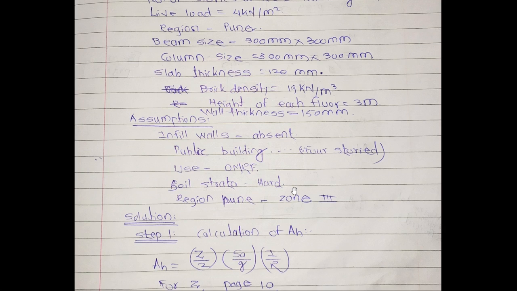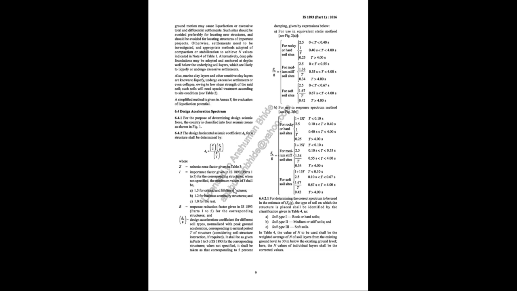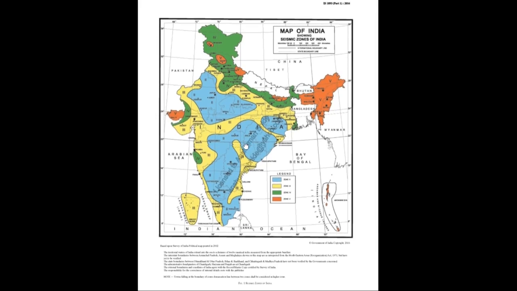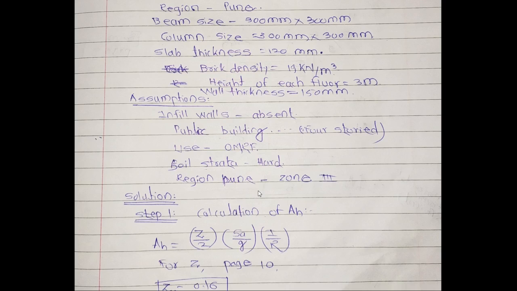Soil strata is not given, so we have to consider hard soil strata. Region is Pune, so the Pune region will lie in zone 3, maybe in zone 4. Here I am considering the Pune region to lie in zone 3. It will depend upon this map. In IS 1893, different types of zones are given region wise. So the Pune region will lie according to zones. Let's see.